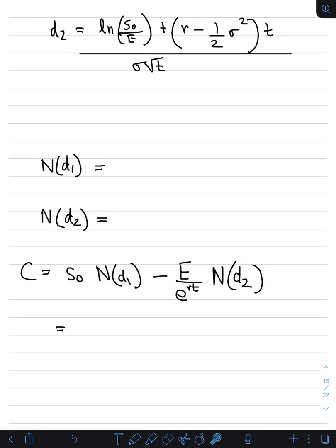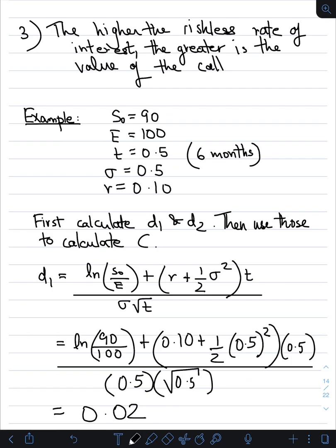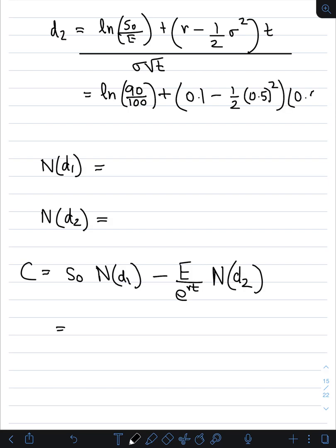Okay, so I wrote down the formula for D2. D2 is the same thing, except now instead of R plus 1/2 sigma squared, we have R minus 1/2 sigma squared. So we'll go ahead and write that out. It's equal to the natural log of 90 over 100 plus our R, which is still 0.1, minus 1/2 times 0.5 squared, and T is still 0.5, divided by 0.5 times the square root of 0.5.